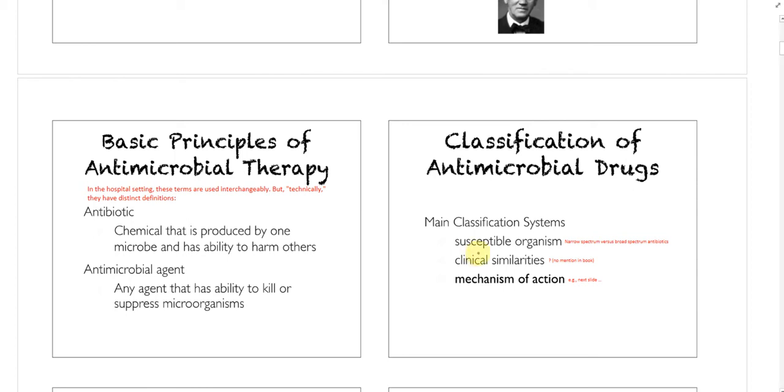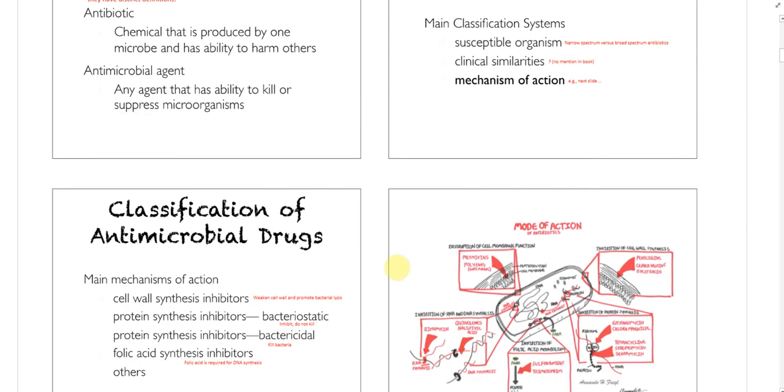We can classify it based on the organisms that are susceptible to that antimicrobial. For example, narrow spectrum or broad spectrum antibiotic. We can also go based off of a mechanism of action of said antibiotic. I don't have a clue what this is referencing. I couldn't find it in the book, so take that as you will.